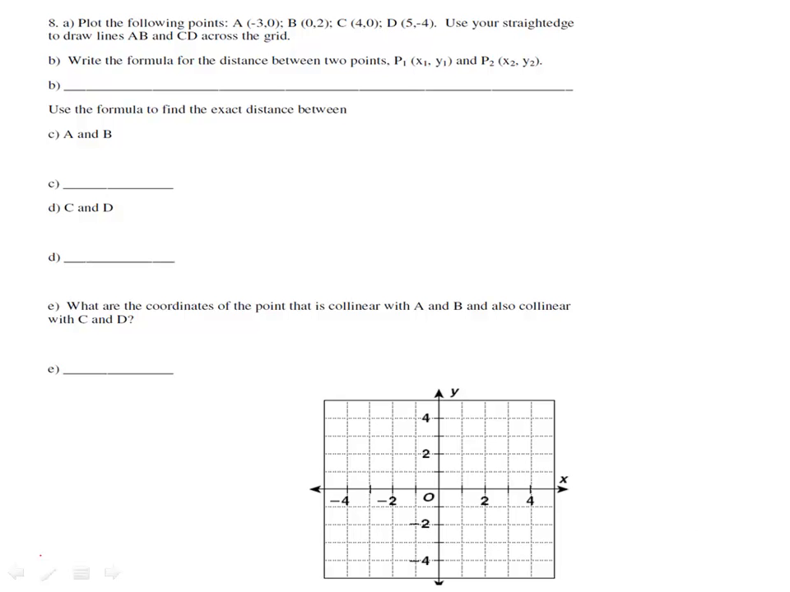Alright, last one on the practice test, number 8. Plot the following points: A is -3, 0; B is 0, 2; C is 4, 0; D is 5, -4. Alright, -3, 0, 0, 2, 4, 0, and 5, -4.